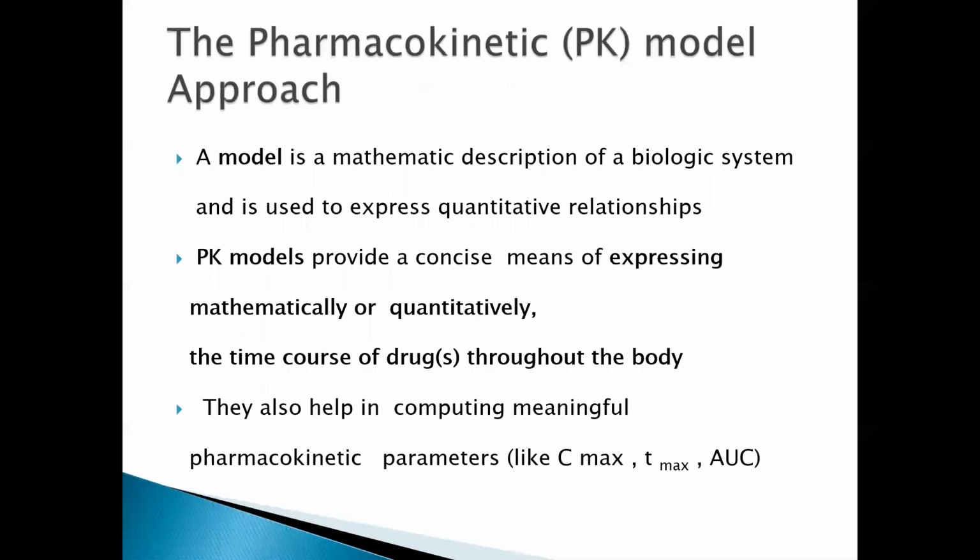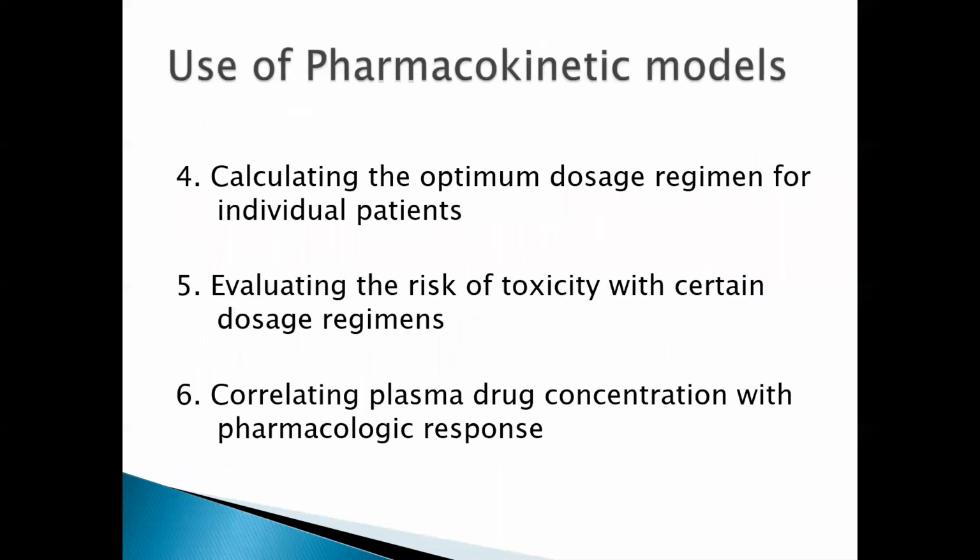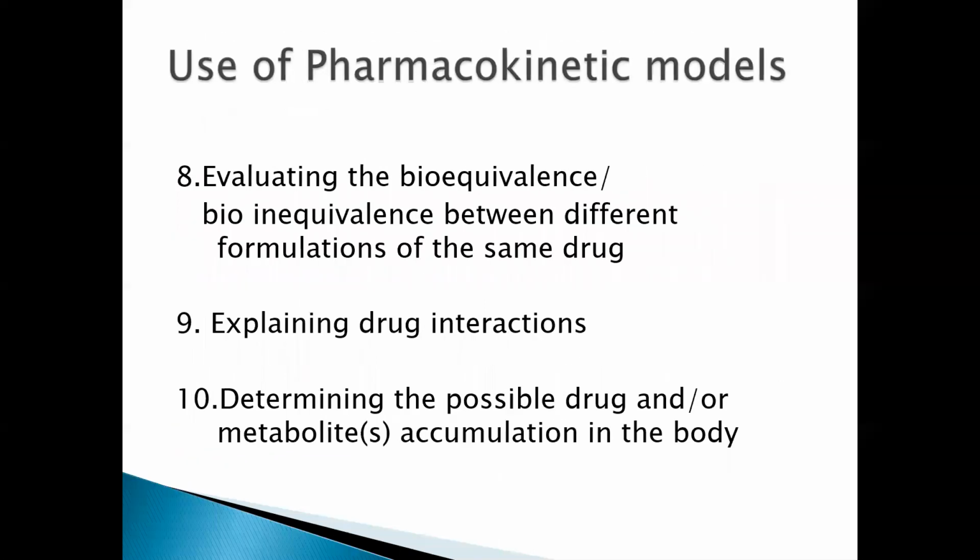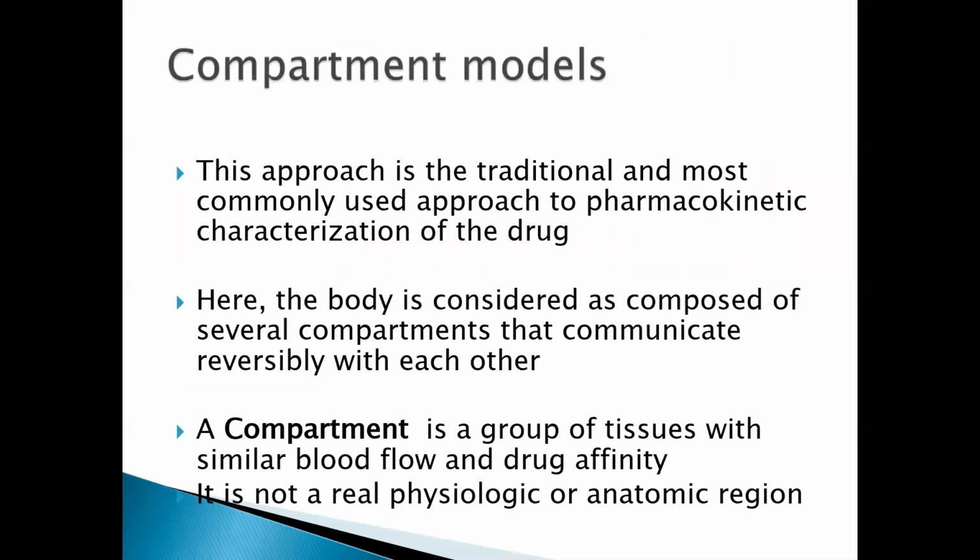So what is a model? A model is a mathematical description of the biologic system. It is used to express quantitative relationships. In other words, it is a means of expressing mathematically or quantitatively the time course of the drug throughout the body. We discussed the uses of pharmacokinetic models and what a compartment model is. A compartment is a group of tissues having similar blood flow and drug affinity.